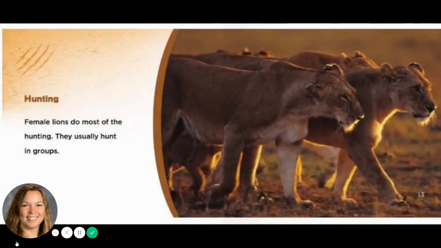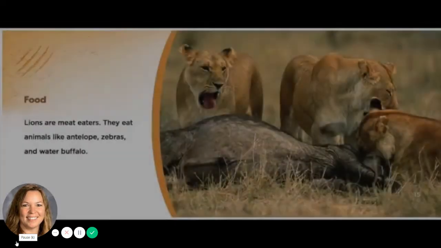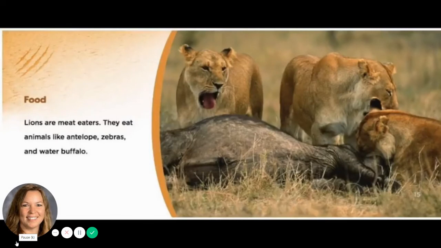Hunting. Female lions do most of the hunting. They usually hunt in groups. Food. Lions are meat eaters. They eat animals like antelope, zebras, and water buffalo.